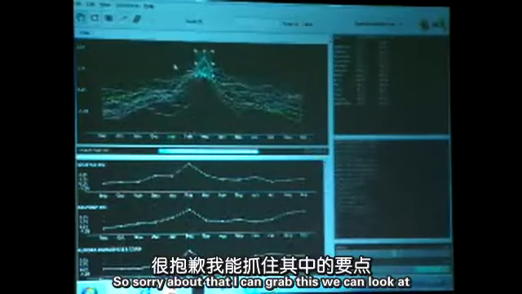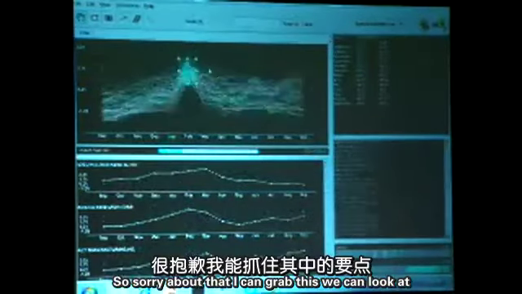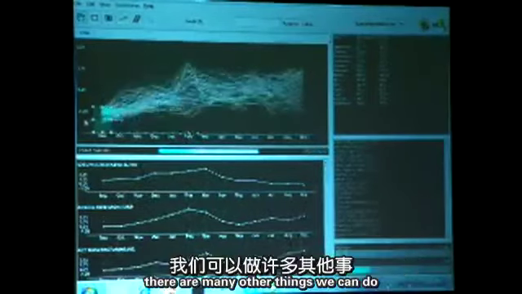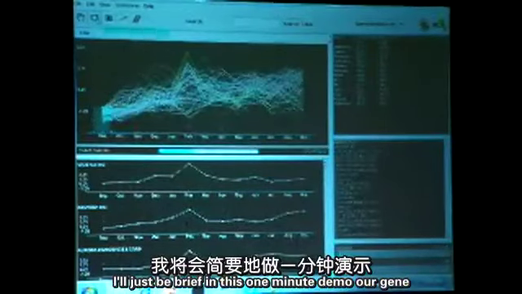Sorry about that. I can grab this. We could look at the bottom, but the bottom is not so well defined. There are many other things we could do. I'll just be brief in this 1-minute demo.